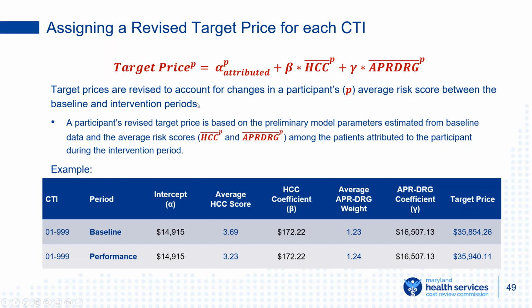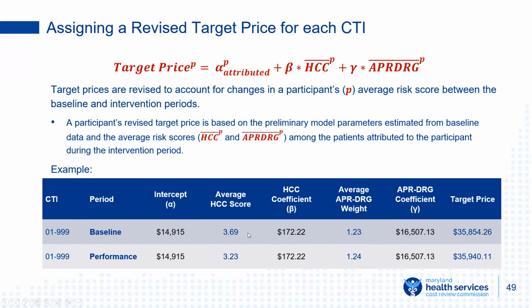Now that we have a baseline target price and a revised target price, the target prices are revised to account for changes in participants' average risk score between the baseline and the intervention periods. As an example here, we provide the average risk score, and we use the estimated coefficients from the baseline period and the average APR-DRG weight for a given participant under the same CTI. We can just sum those together and calculate the target price.